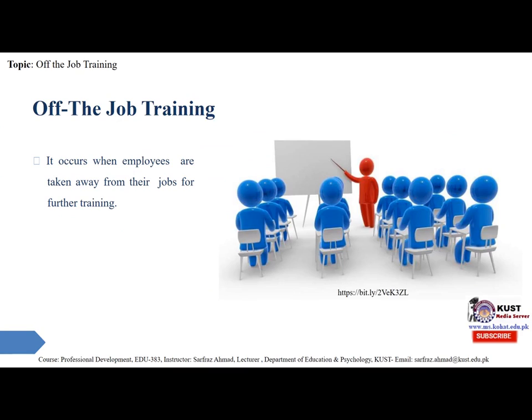Okay, now what is meant by off the job training? It occurs when employees are taken away from their jobs for further training. Off the job training occurs when employees are taken away from their place of work to be trained. Common methods of off-the-job training include day release, meaning the employee takes time off work to attend a local college or training center. Then distance learning is there, like evening classes, and sponsored courses in higher education.